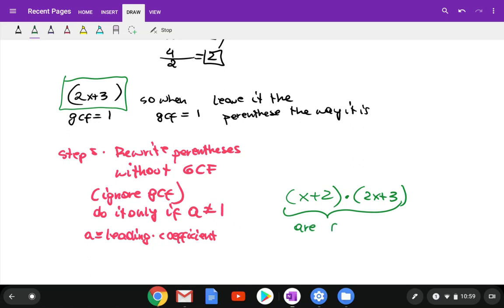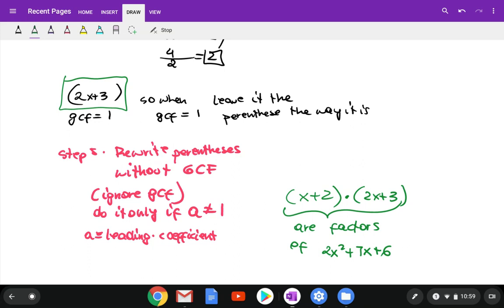They are factors of 2x squared plus 7x plus 6. You can go ahead, FOIL and check, and you will see that you end up with the correct solution. I'm just going to leave that for you.